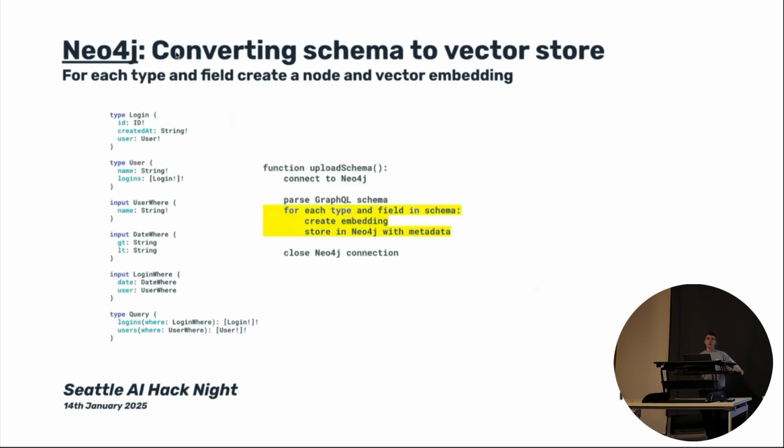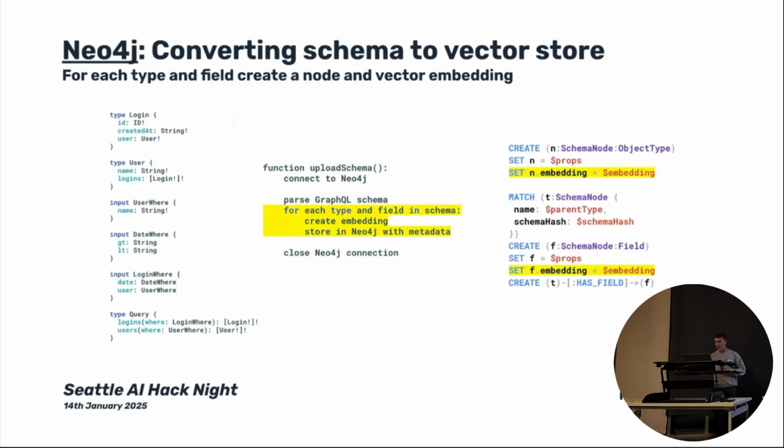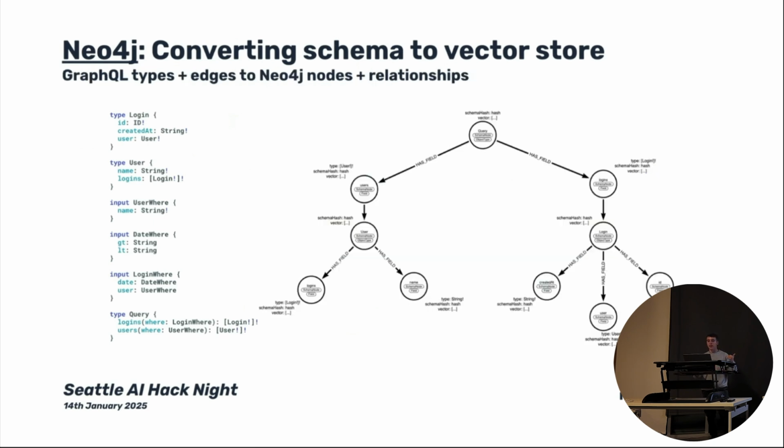What we want to do is upload our schema to Neo4j so that we can use a RAG approach when querying it. So this pseudocode is basically for every single type and every single field in our GraphQL schema, let's create an embedding, and then let's store that in Neo4j. And on the right-hand side here, you'll see that this is Cypher, the query language, and highlighted in yellow, you have the embeddings that are actually put into Neo4j. And this is building a one-to-one mapping of our GraphQL schema to the storage layer in Neo4j. And it looks like that.